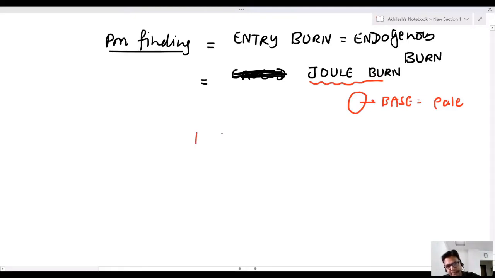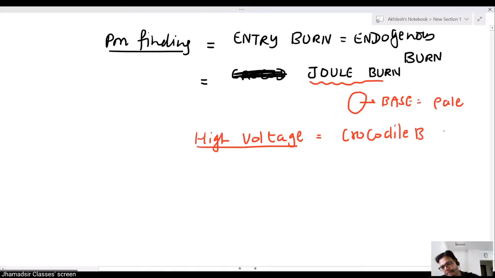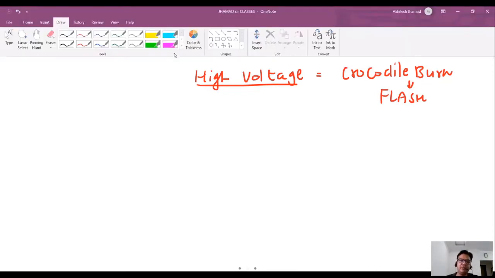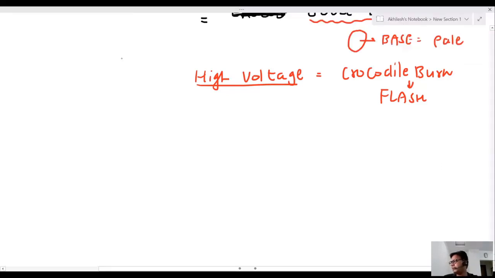In high voltage burn, we have crocodile flash burn. In high voltage cases, we have crocodile flash burn. Joule burn is the entry burn or endogenous burn. In high voltage cases, we have crocodile burn marking. Sometimes you can get a question: Joule burn is an electrocution burn, and in high voltage cases, we have crocodile burn.